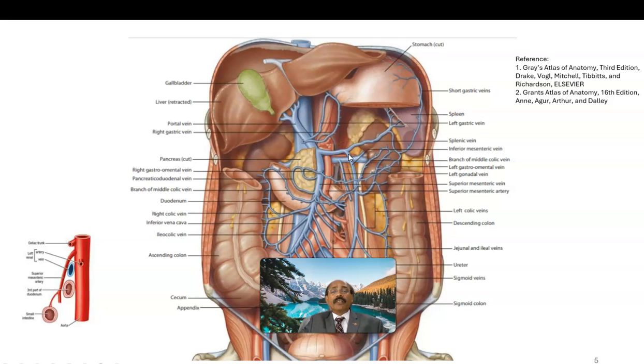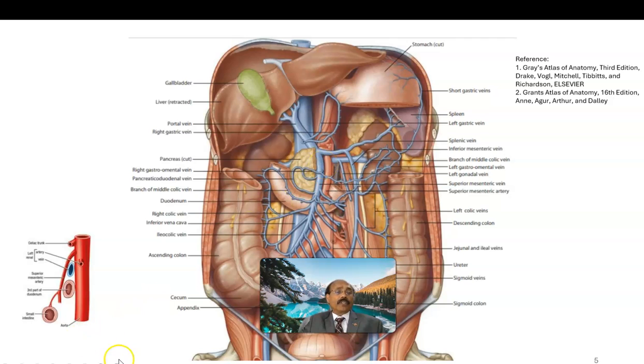Superior mesenteric vein unites with the splenic vein to form the portal vein that enters the porta hepatis, and blood goes to the liver for detoxification. And inferior mesenteric vein drains blood from the part of the large intestine which is derived from the hindgut. Superior mesenteric vein drains blood from the part of the large intestine which is derived from the midgut.